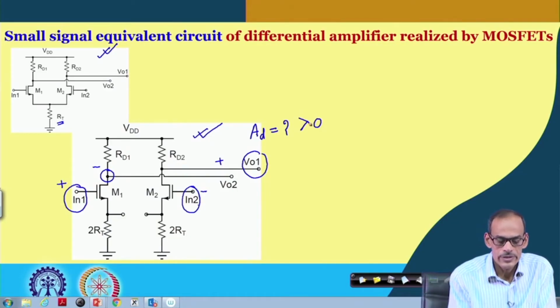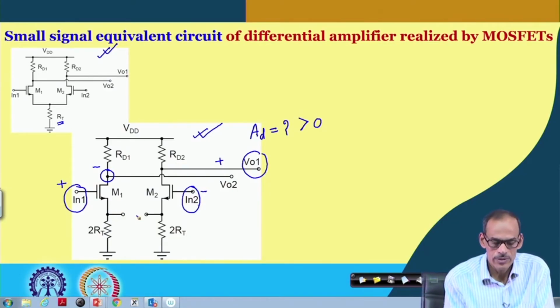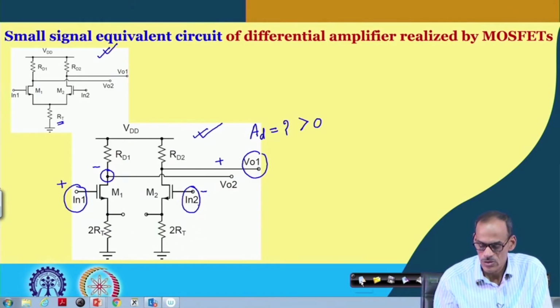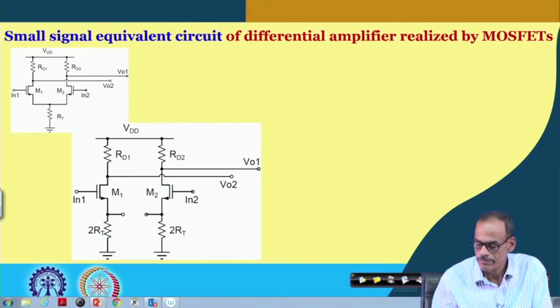Now, let us draw the small signal equivalent circuit of the differential amplifier. In fact, I already have drawn it in the next slide. So, let me directly go there.